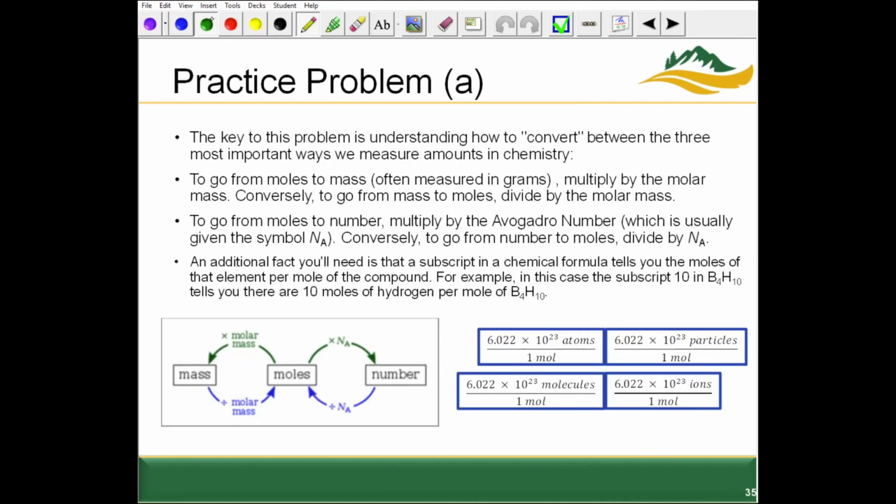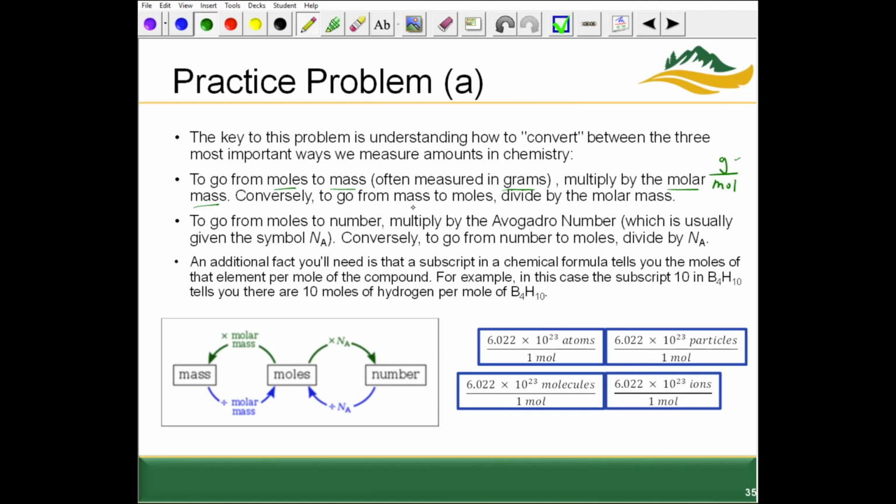Let's talk through this now, then we'll solve the problem. To go from moles to mass, where mass is often measured in grams, we need to use the molar mass. So we've seen that before, we're getting more comfortable with that. We need to be careful about what unit we have on top so we can cancel out either grams or moles depending on the problem.